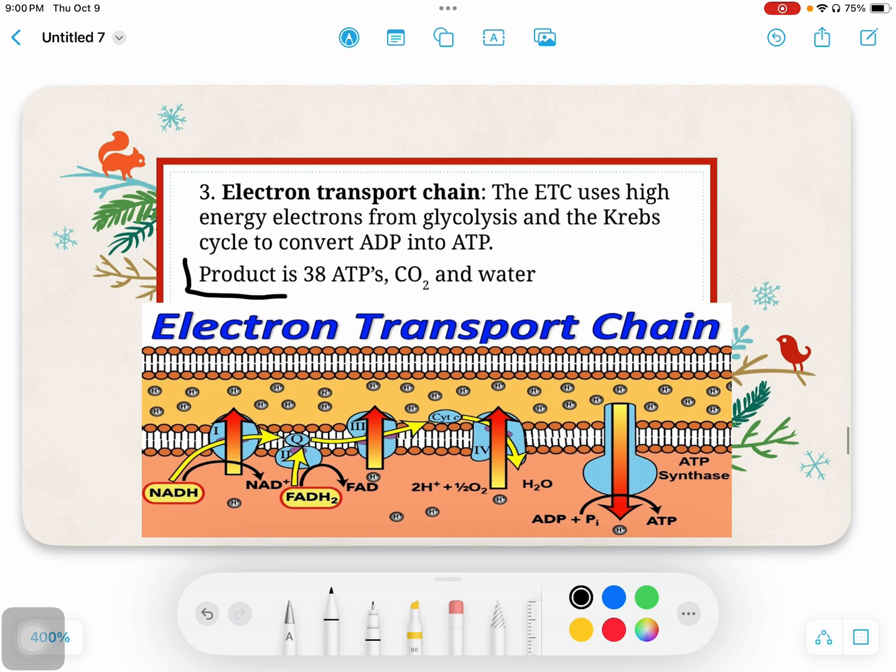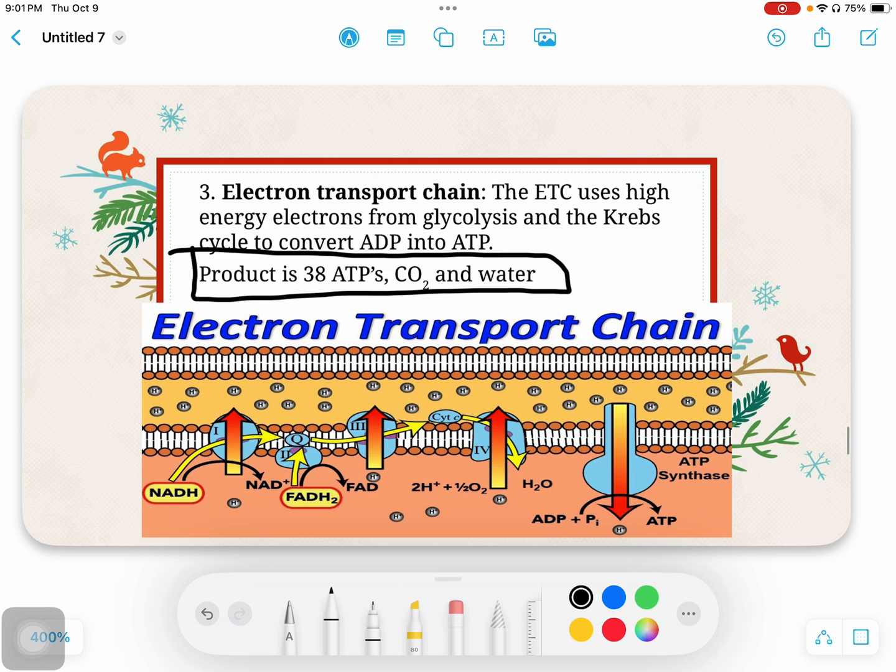This is one of the big parts that you'll want to know: it produces 38 ATP, carbon dioxide, and water, which is just the opposite of photosynthesis that we talked about last week. And so in the end, after we take in oxygen and sugar, we have the byproducts of 38 ATP, so energy, carbon dioxide, and water that then our body can use and release back out into the environment.